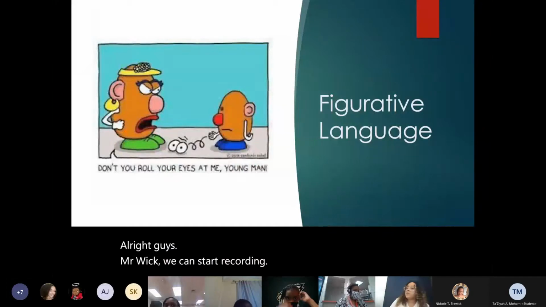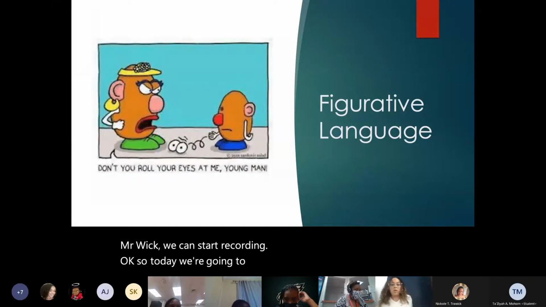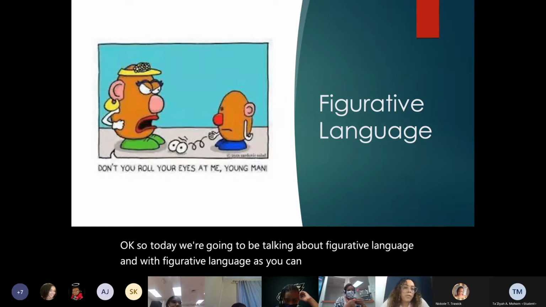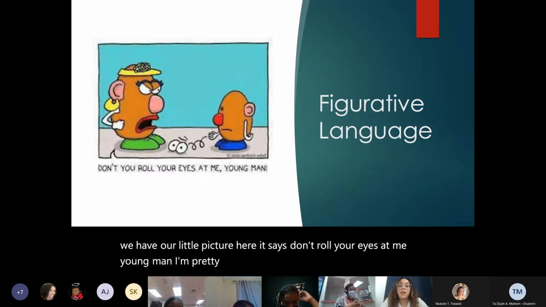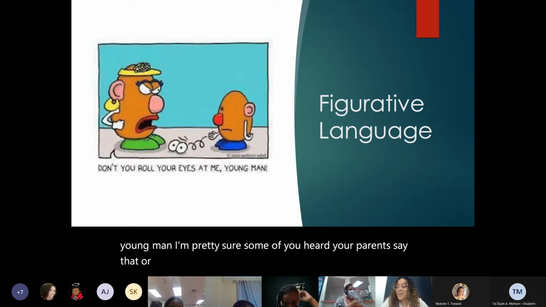Okay, so today we're going to be talking about figurative language. And with figurative language, as you can see on the bottom where we have our little picture here, it says, "Don't roll your eyes at me, young man." I'm pretty sure some of you heard your parents say that, or even Miss Trey would say that to you.